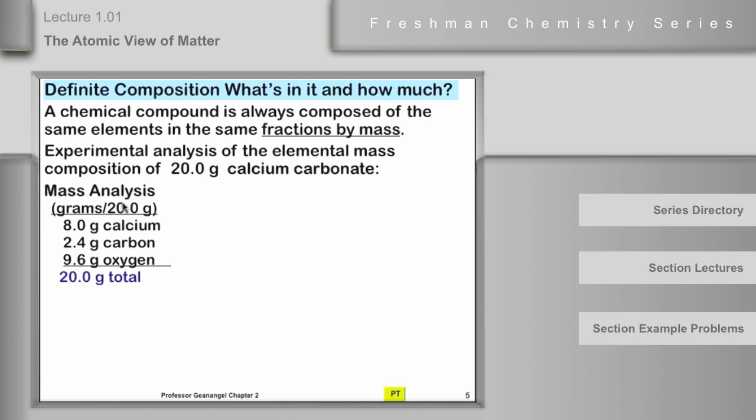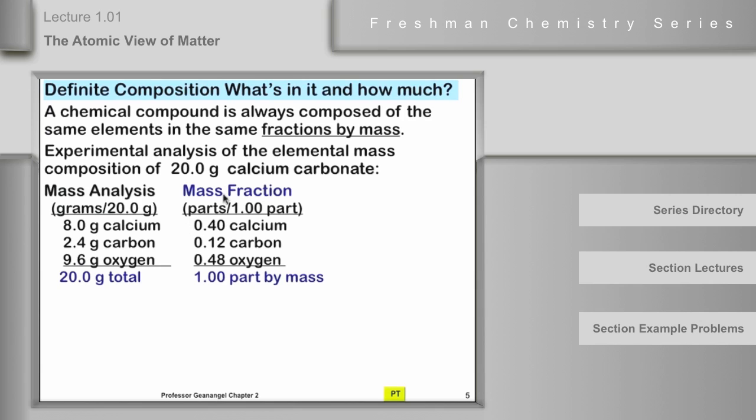That's what you call a mass analysis. You break the compound down into its component elements and you measure the mass of each one. Now, there are different ways to express this. This is one form of that expression, which we call mass analysis. But more frequently, we will use something called mass fraction or something called mass percent. Now, the mass fraction is based on the idea of each element is present in so many parts compared to one part by mass of the total compound.